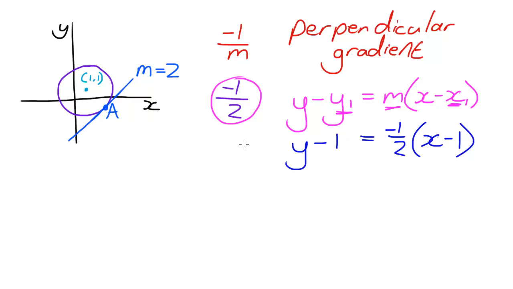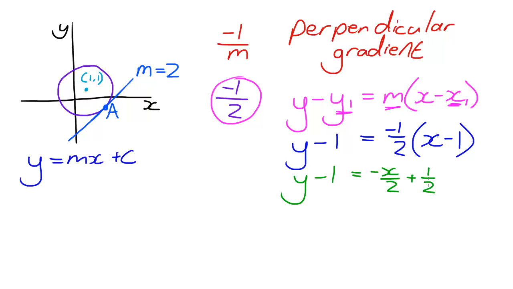So let's multiply out the brackets. I want to get it into this form, y equals mx plus c. Let's say the question had asked you for that. So y equals mx plus c. Let's multiply out the brackets first of all. Let's have y minus 1 equals minus x over 2 plus a half, and then we can add 1 to both sides to finish it off.